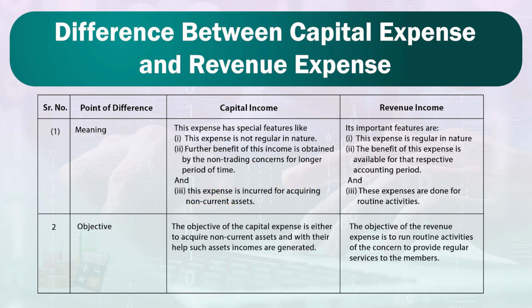In case of revenue expense, its important features are that 1. This expense is regular in nature. 2. The benefit of this expense is available for that respective accounting period. And 3. These expenses are done for routine activities. Second, objective of capital expenditure is either to acquire non-current assets, and with their help such assets incomes are generated. In case of revenue expense, the objective is to run routine activities of concern to provide regular service to the members.